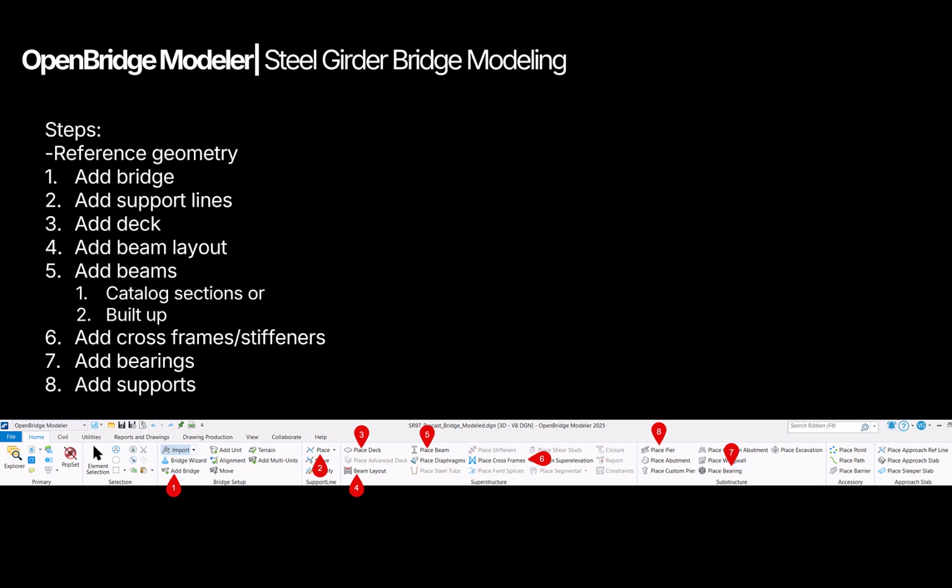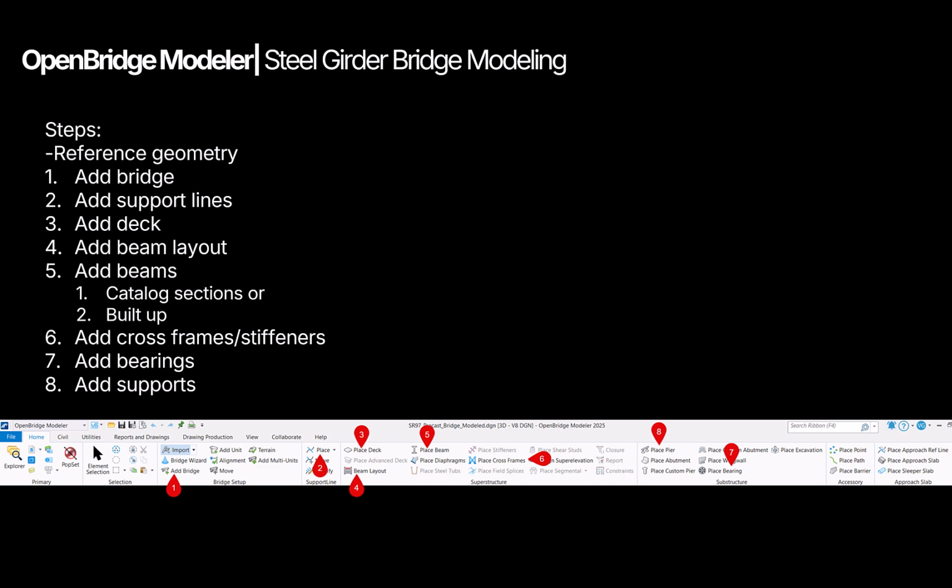Now, to model a steel girder bridge, the steps are almost the same, with the difference that now we have to add more elements to it, right? Like a steel bridge may have cross frames, stiffeners. So the steps are the same. We need to add a bridge, place support lines, again indicating where the piers and abutments are.